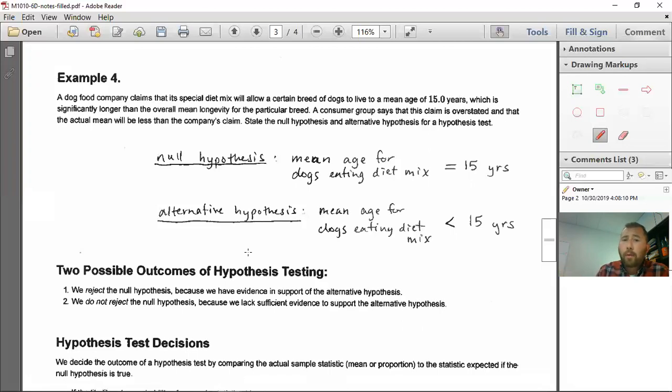The alternative hypothesis, what this consumer group would hope to show, is that the mean age for the dogs eating the diet mix is less than 15 years. That's the answer for this problem. That's the null hypothesis along with the alternative hypothesis. They're never going to ask for just one. They're always going to ask you for that pairing. Okay, so that would be the hypothesis test that they would set up and try to work with in that case.